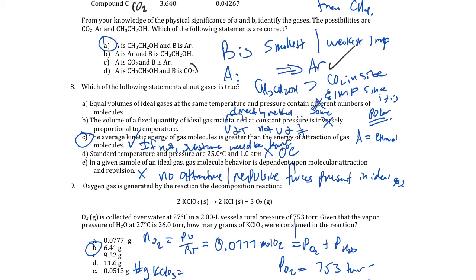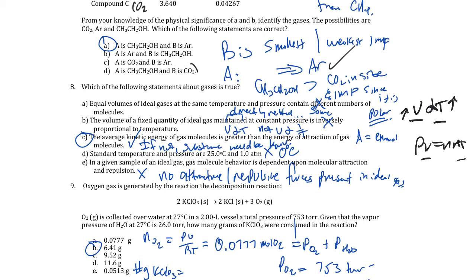Statement B: the volume of a fixed quantity of an ideal gas maintained at constant pressure is directly proportional to temperature. Volume and temperature are directly related to each other. Increase the temperature, you're going to increase the volume of a gas, with the moles and pressure constant throughout that process. PV is equal to nRT, so volume and temperature are directly related, not inversely related.